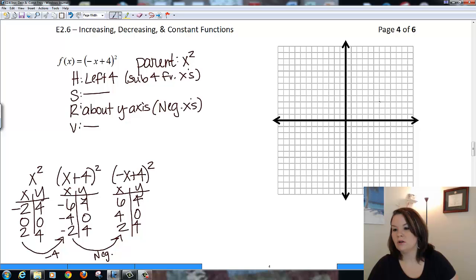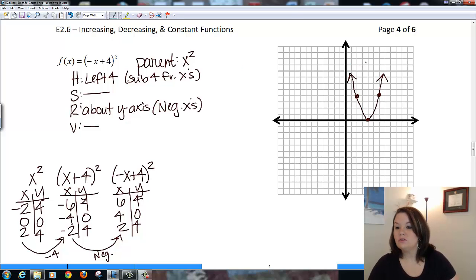I'm up at 4. Okay. At 4, I'm down at 0. And at 2, I'm back up at 4. So notice I got a nice little parabola here. Okay. And now I just need to identify my intervals of increasing, decreasing, and constant.